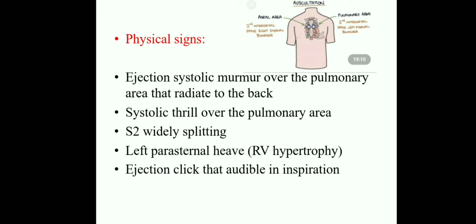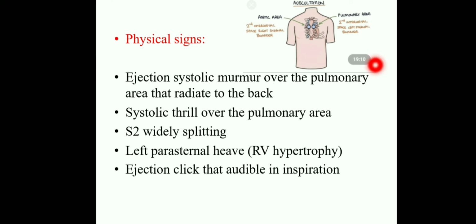Okay, wide splitting also is there whenever we are checking the ECG. And then left parasternal heave, that is the right ventricular hypertrophy. Because of right ventricular hypertrophy, the left side of the parasternal area is having heaviness, and ejection click, that is audible in the inspiration. Whenever the baby is taking respiration, in inspiration, that time the ejection click is audible with auscultation, with the stethoscope. Okay, these are the physical signs we are seeing.